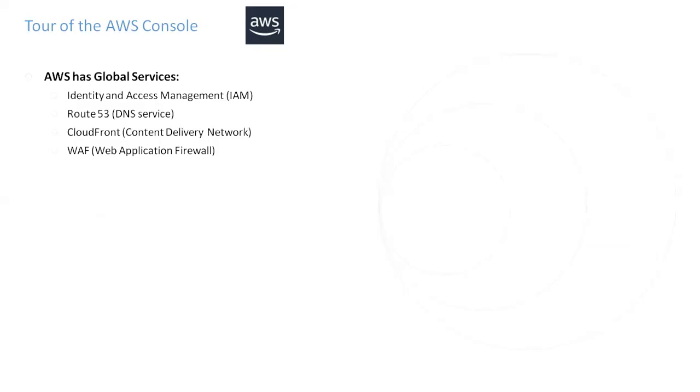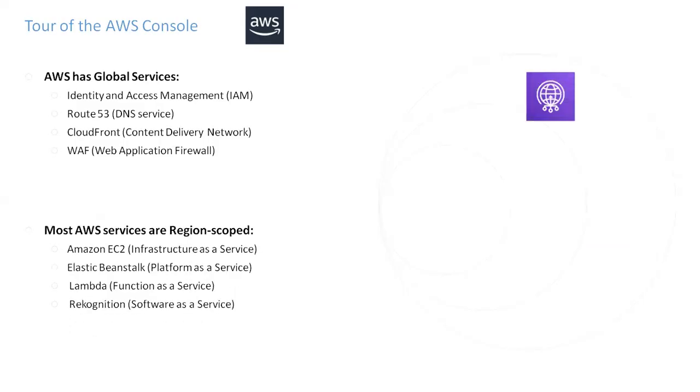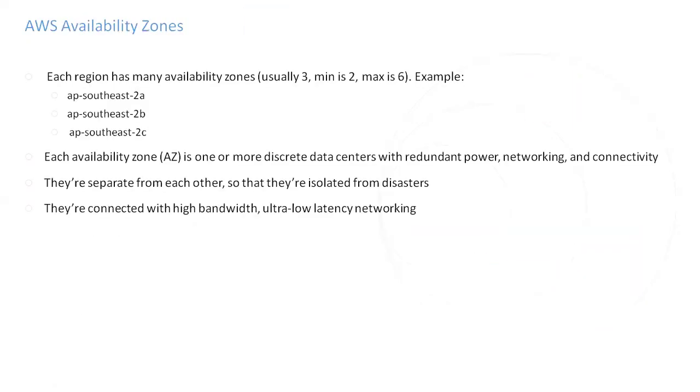You can check here that AWS also offers several global services, which we will discuss later, along with region-based services. I hope it's clear what a region and an availability zone are. AWS manages its infrastructure globally, each geographical location is called a region, and within a region AWS manages multiple data centers in separate locations called availability zones.